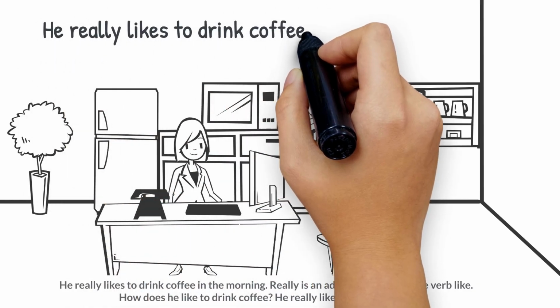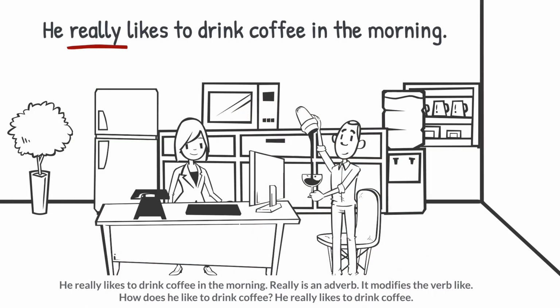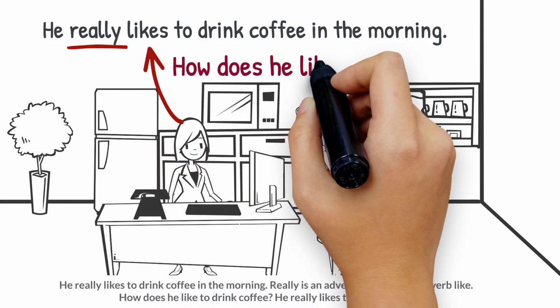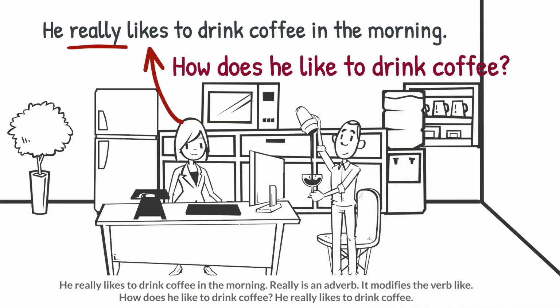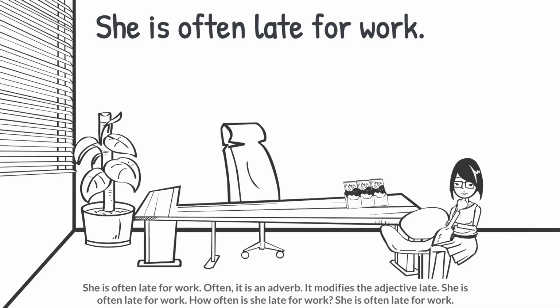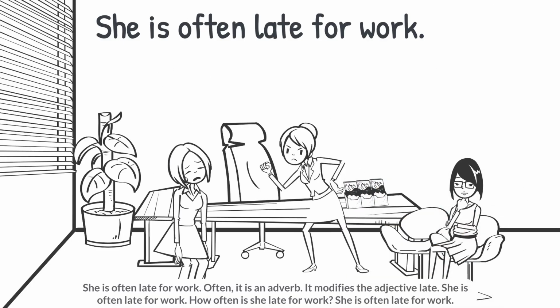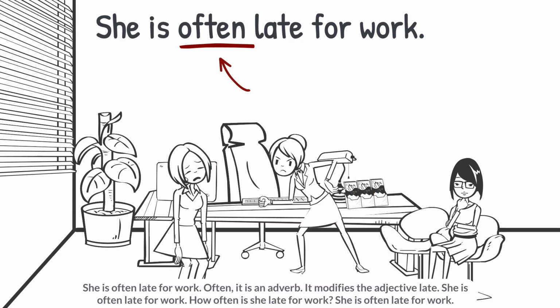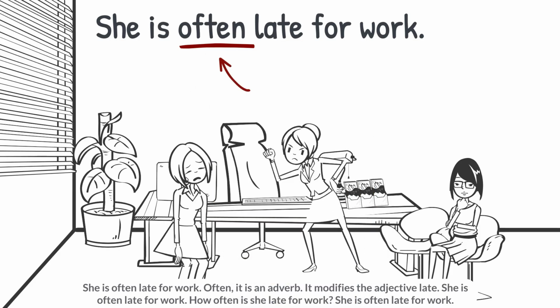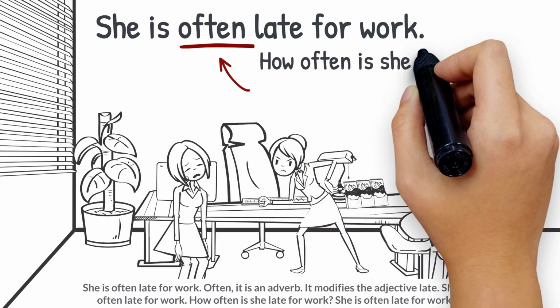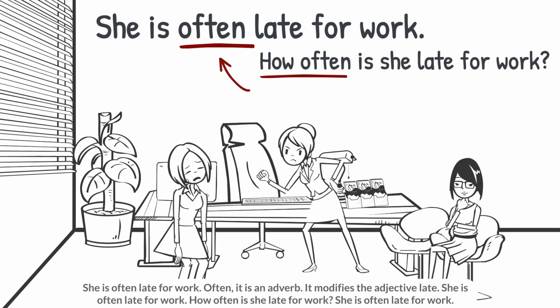He really likes to drink coffee in the morning. Really is an adverb. It modifies the verb like. How does he like to drink coffee? He really likes to drink coffee. She is often late for work. Often is an adverb. It modifies the adjective late. How often is she late for work? She is often late for work.